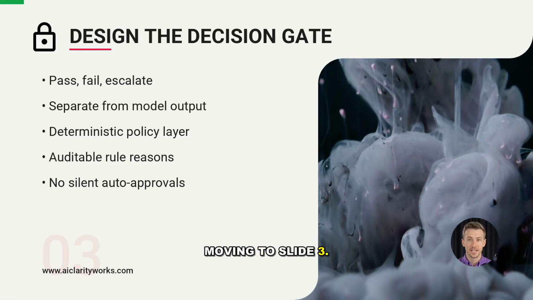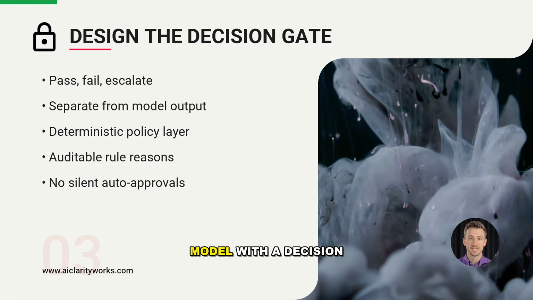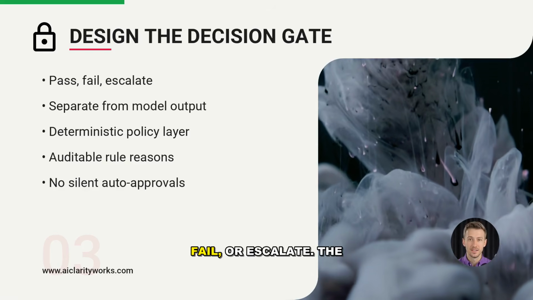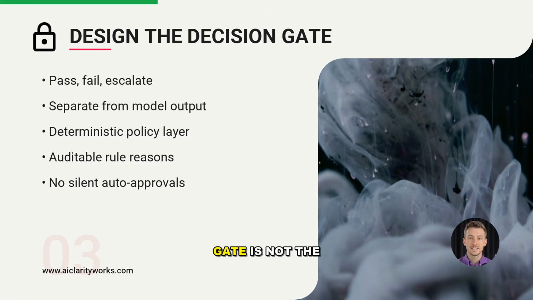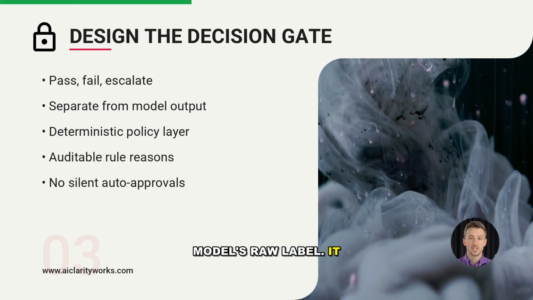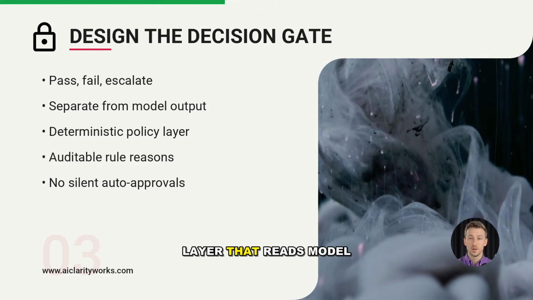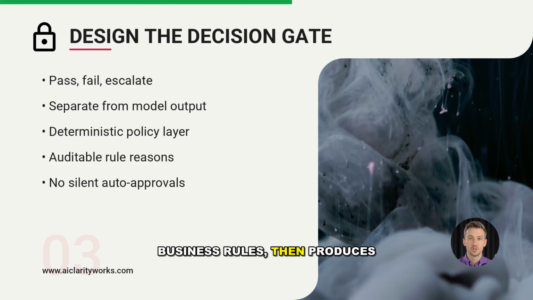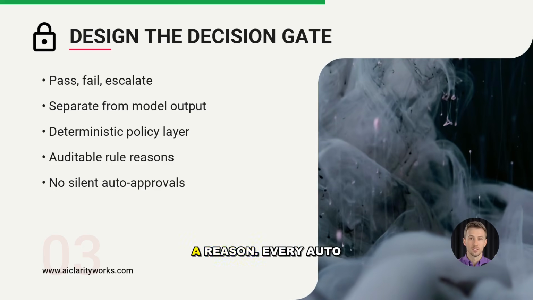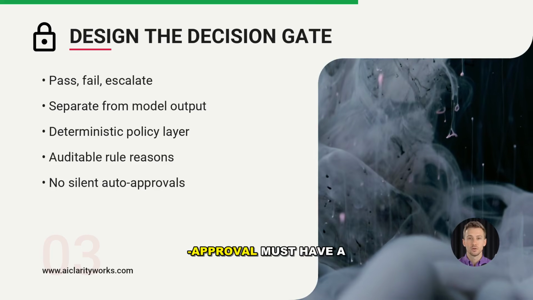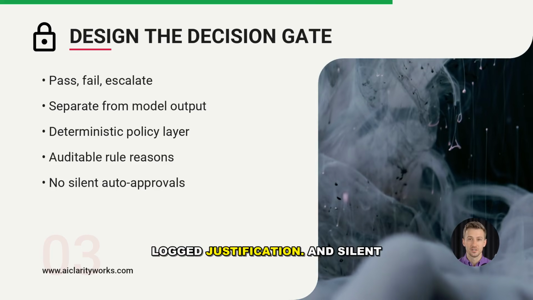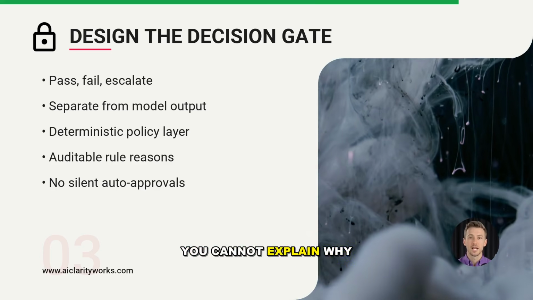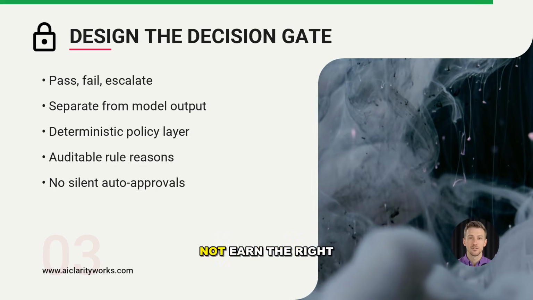Moving to slide 3. Now you wrap the model with a decision gate that has only 3 outputs: pass, fail, or escalate. The gate is not the model's raw label. It is a deterministic policy layer that reads model scores, input validity, and business rules, then produces an auditable decision with a reason. Every auto-approval must have a logged justification, and silent pass is banned. If you cannot explain why it passed, it did not earn the right to pass.